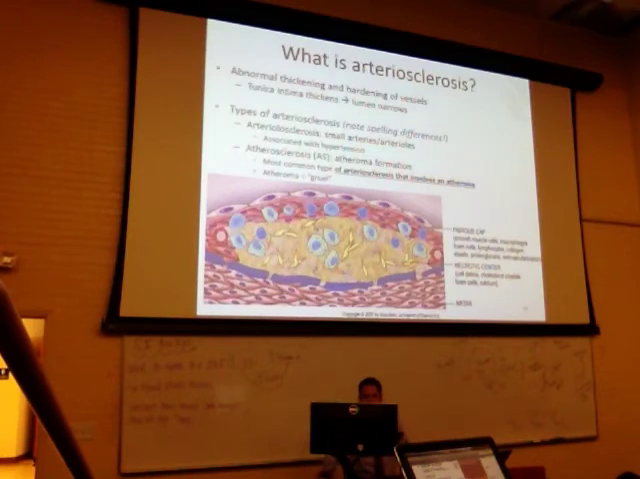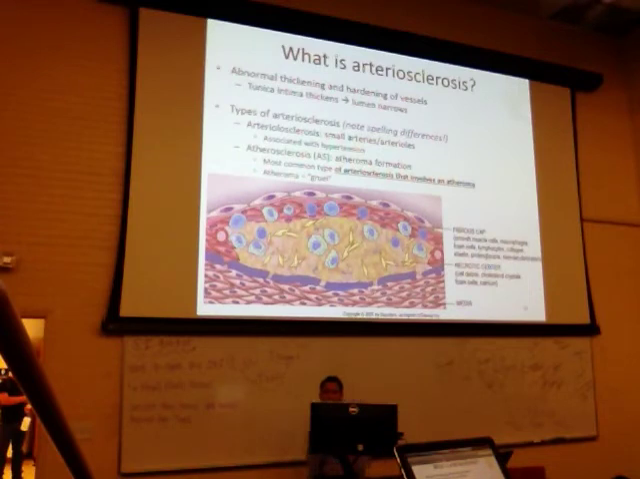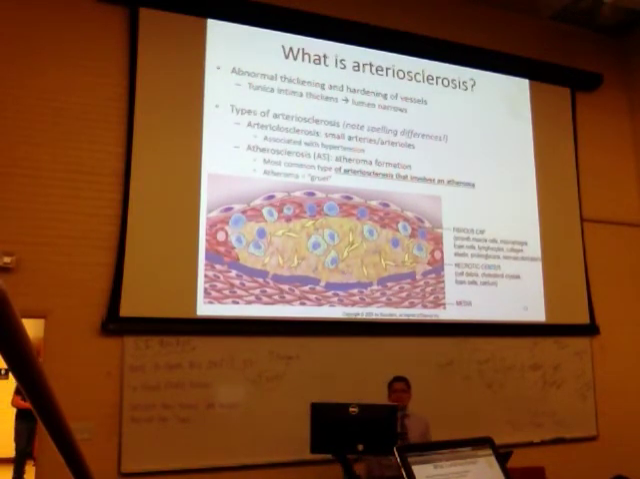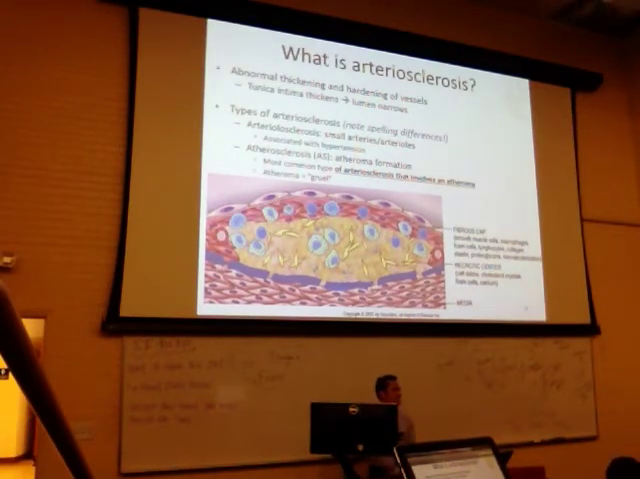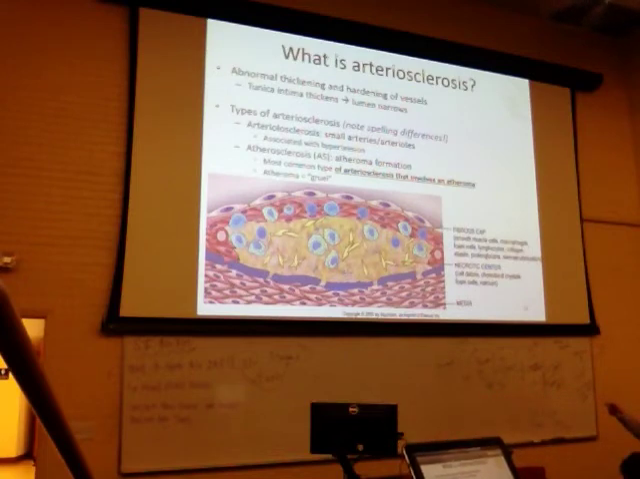So, as this vessel has the opportunity to become damaged and diseased, we have a couple different categories. We have abnormal thickening and hardening of the vessels, just like what we described. This is broadly referred to as arteriosclerosis. Now, we have two subtypes of arteriosclerosis, and they're spelled uniquely different. And it's important for you to understand the difference between the two.